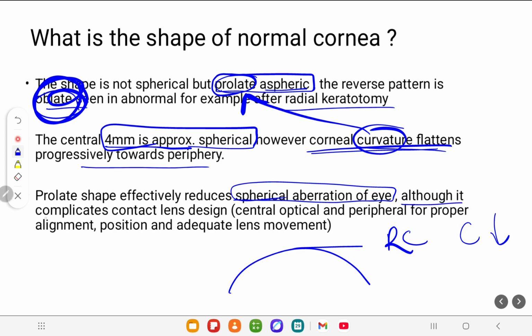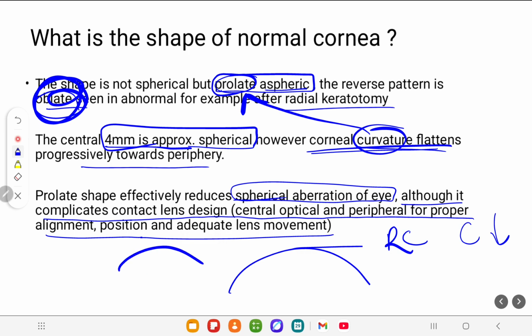Although it complicates contact lens design, with the center optical and the periphery fitting poorly and not positioning adequately. Because if the cornea were spherical, then the contact lens design would be simpler, isn't it? But that's not the case. We have already conquered contact lens designs like aspheric ones, and that's why in a contact lens there is a center curvature, then a second curvature more flat, a third curvature flatter than the second, and a fourth curvature which is the flattest of all, to match the corneal shape exactly. So that's the contact lens design.